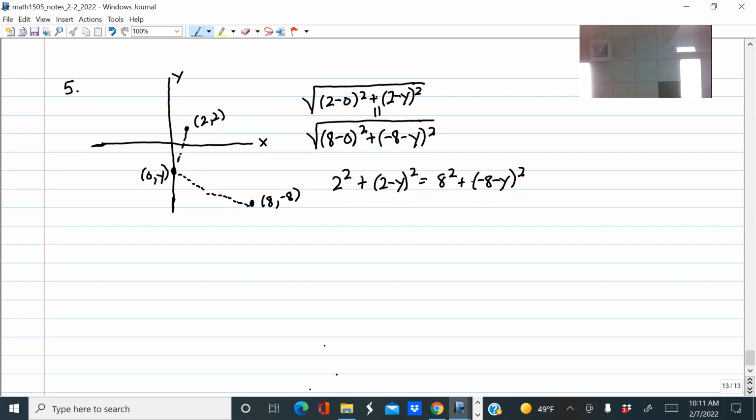So that means we're going to carry out the arithmetic on both sides of the equation by hand. So 2 squared is 4. And then when you square 2 minus y, remember, that's where you don't want to make this silly mistake. When you square 2 minus y, that means you have to multiply it by itself. Let me go ahead and write that down. So you have 2 minus y times 2 minus y is equal to 8 squared is easy. That's 64. And then you're squaring the minus 8 minus y, so you're multiplying it by itself.